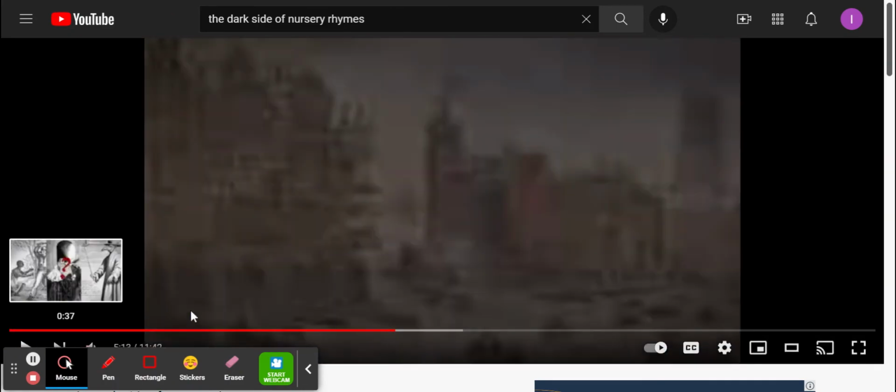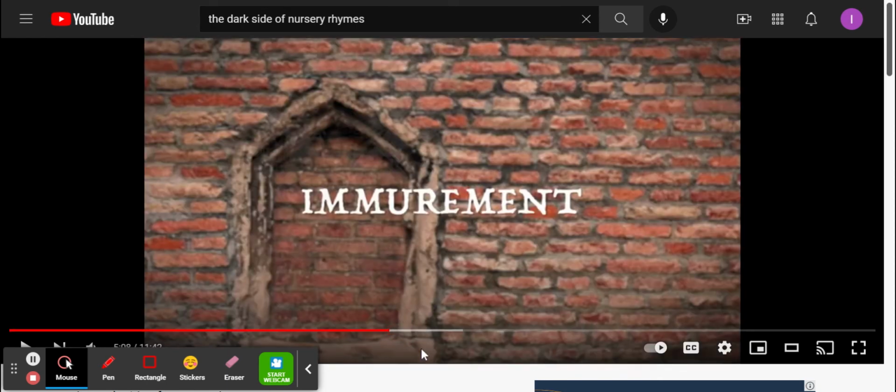I enjoyed that use of the text sitting on top of imagery that kind of reinforced the definition as the narrator stated it. I liked how the image shifted from the unfortunate person being put in the wall to the wall shut. So I think it gives an immediate explanation of what that word means.